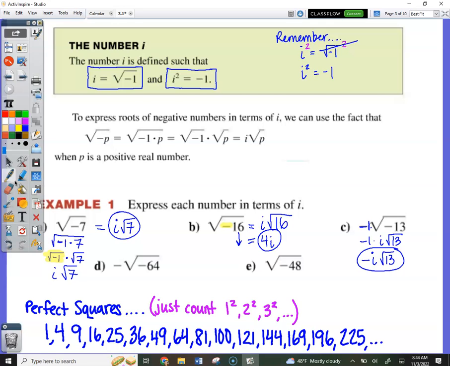Now go to complex. Try D. Because 64 is in your list of perfect squares, your answer will be a nice, pretty number, no radical. Will it have an i? Yes.